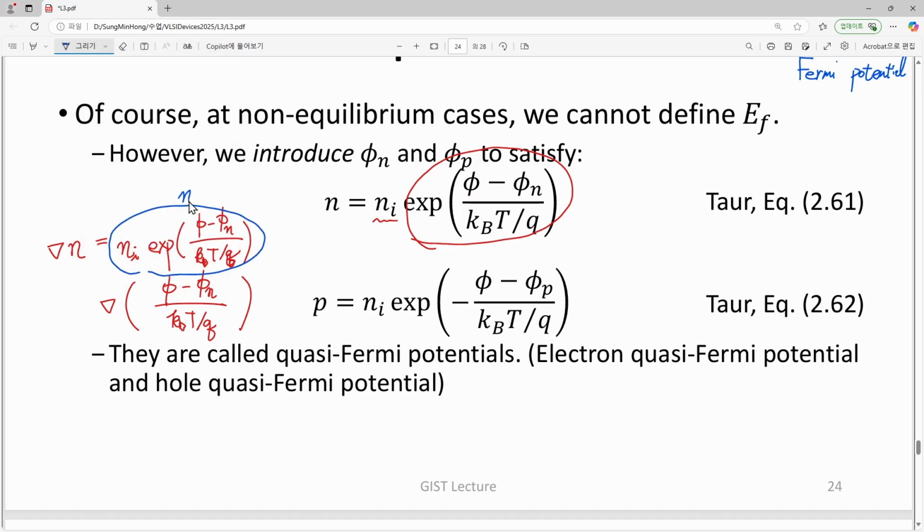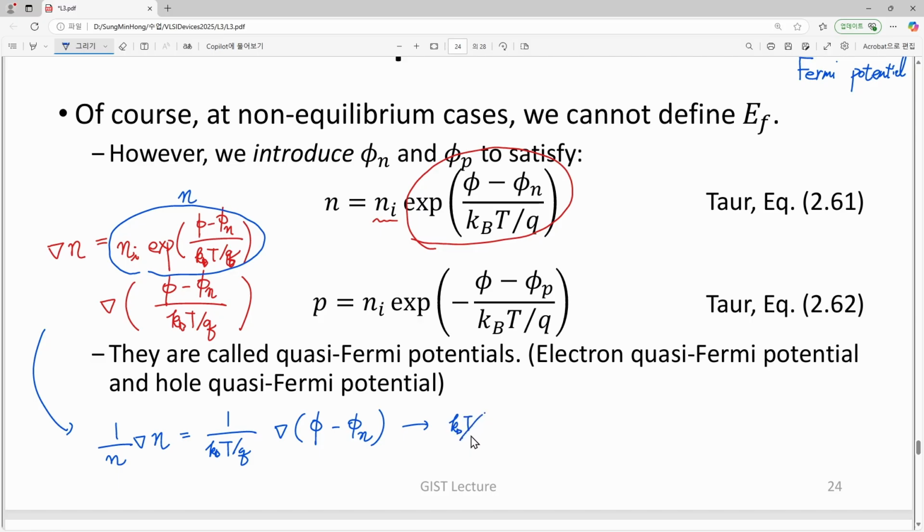This is nothing but just electron density. So if we go to this step, 1 over n, gradient of n is corresponding to 1 over thermal voltage and gradient of phi minus phi n. Oh well, maybe you feel a little bit strange, so let me just do a little bit further. So when you have a look at this one, now you can make it this way.